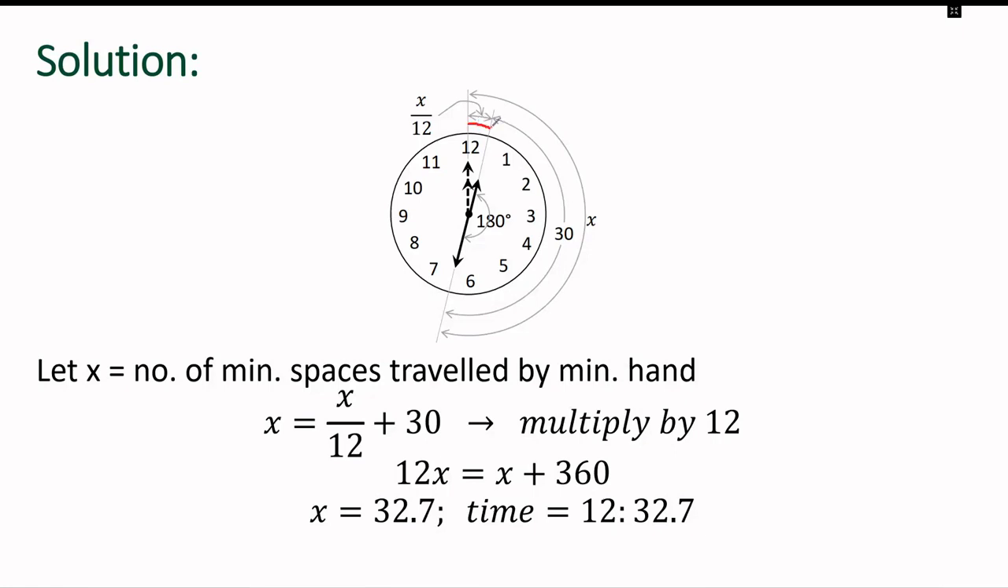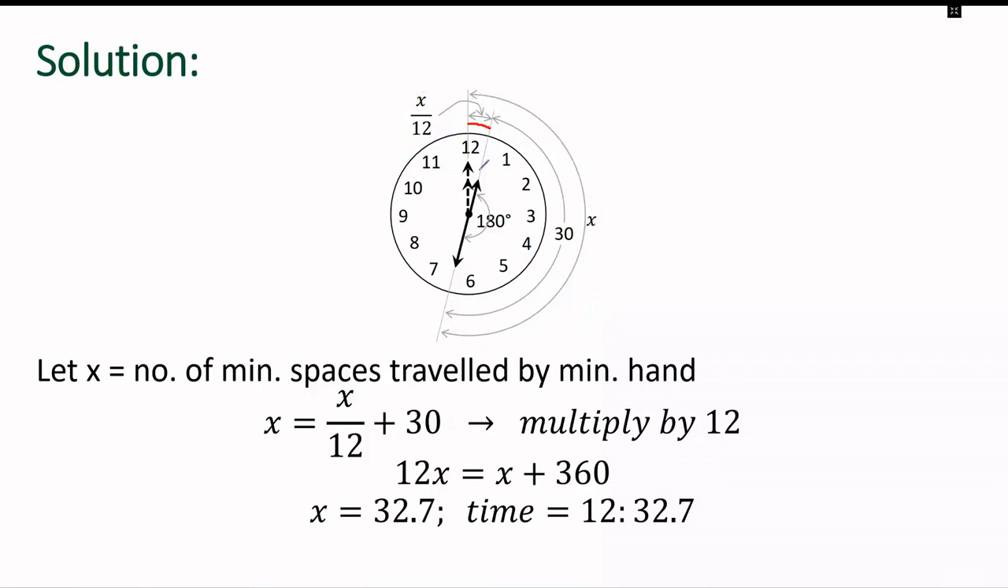Okay? Now, how much is this distance? We do not know, but that is x. So this is unknown, then it is proportional to this distance. So x over 12. So x is equal to x over 12 plus 30. So that is the computation.